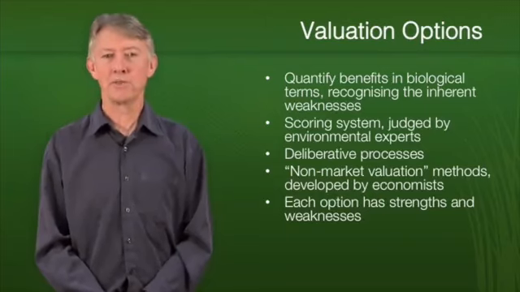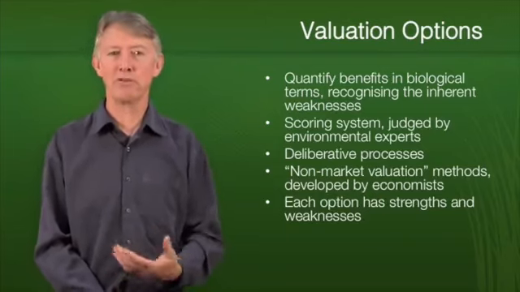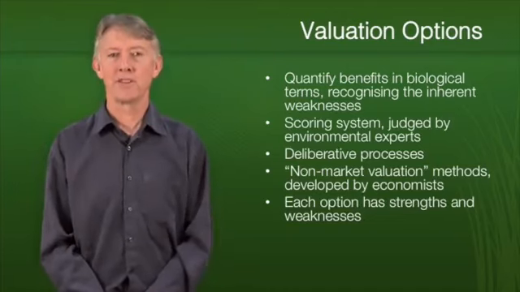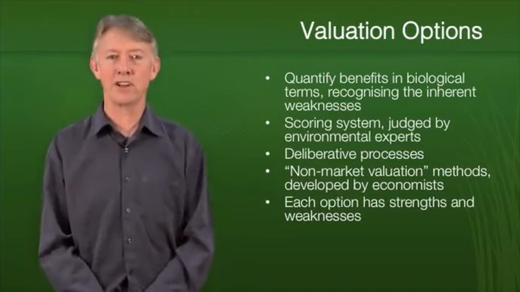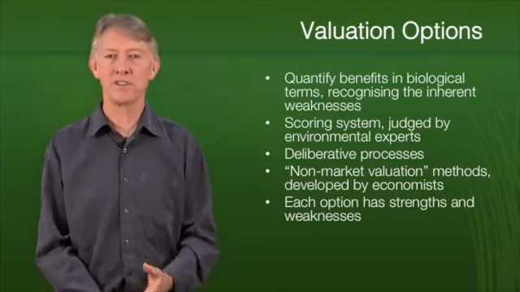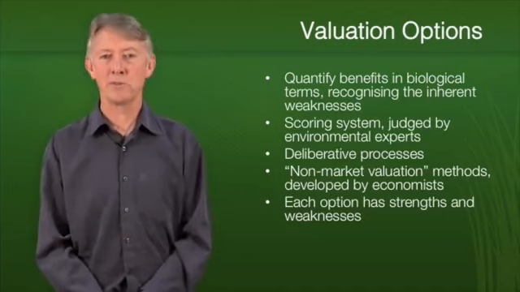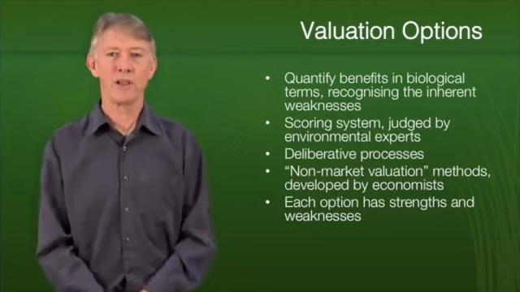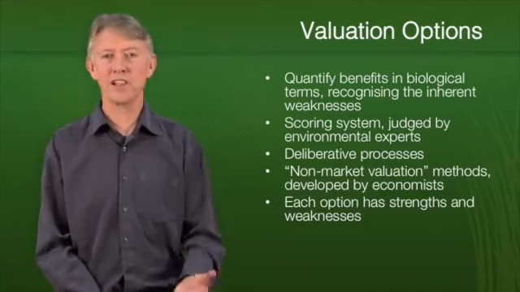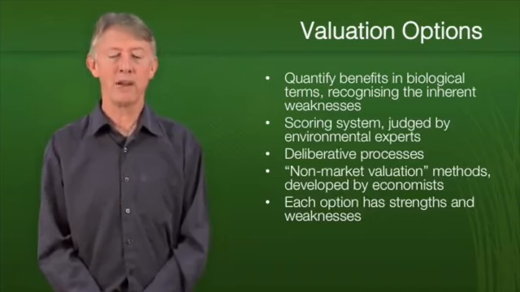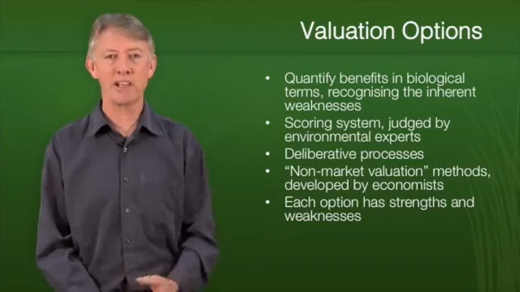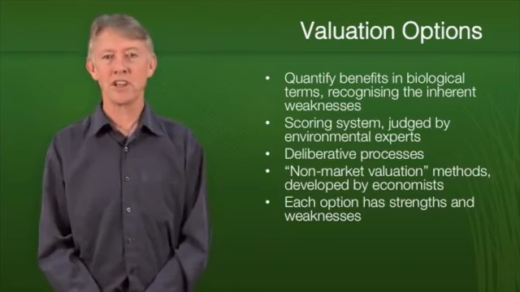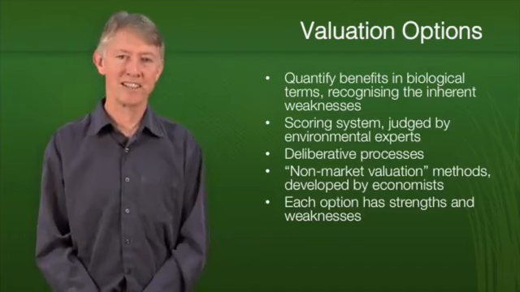And the final approach is one that environmental economists would generally probably prefer, and that's non-market valuation. So these are methods that have been developed by economists to try and put dollar values on these tricky environmental and social outcomes. And there's a variety of approaches that are used, some based on surveys, some based on observing the behaviour of people in the real world. And so, again, there are strengths and weaknesses of this approach, just like there are to all the approaches that I've talked about here. And which one you would prefer in a particular case is a matter of judgment. So it's worth spending some time learning about each of these approaches and their strengths and weaknesses so that you can judge which is the best approach to use in a particular case.